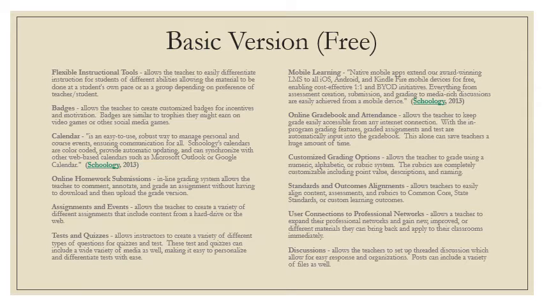Calendar is an easy-to-use, robust way to manage personal and course events, ensuring communication for all. Schoology's calendars are color-coded, provide automatic updating, and can synchronize with other web-based calendars such as Microsoft Outlook or Google Calendar.